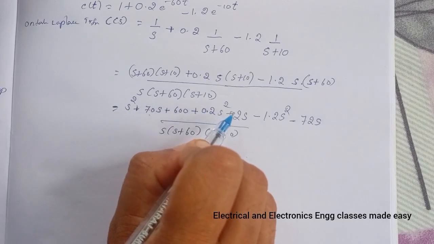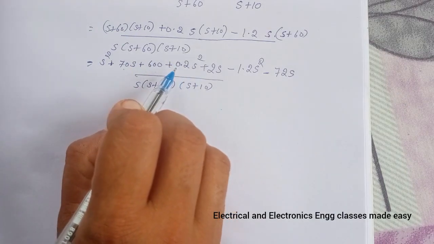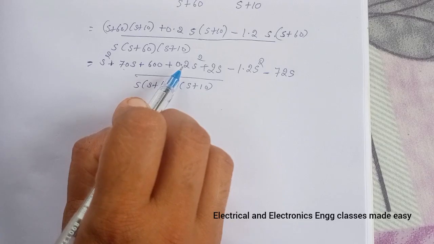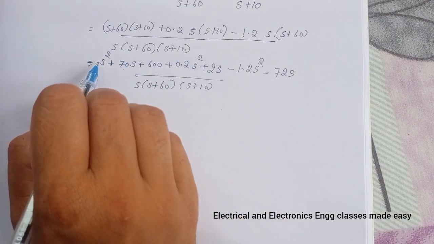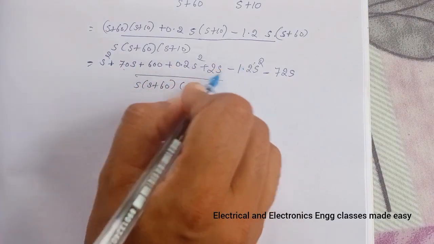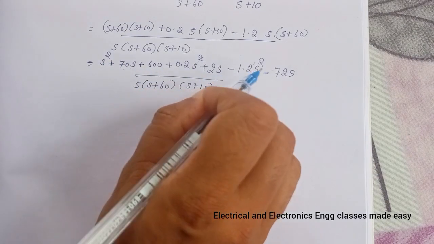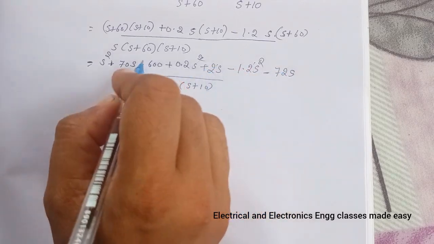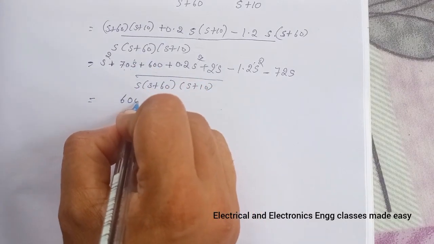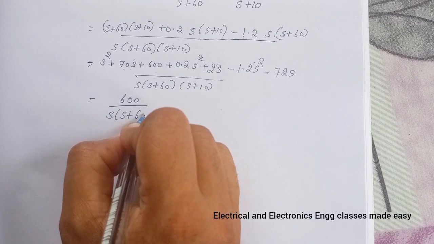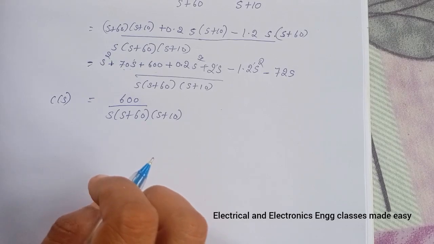Now after rearranging we get S square plus 0.2 S square minus 1.2 S square. So 1 plus 0.2 minus 1.2, the S square terms get cancelled. Then 70S plus 2S is 72S, and minus 72S, so the S terms get cancelled. The remaining term is the constant 600 divided by S into S plus 60 into S plus 10. So this is C of S.